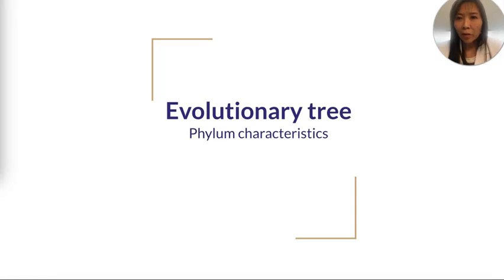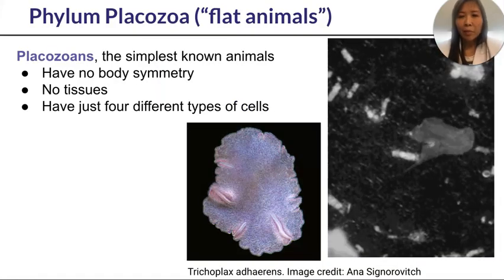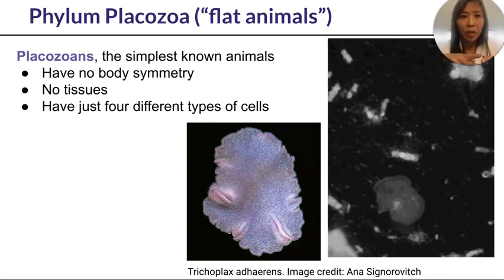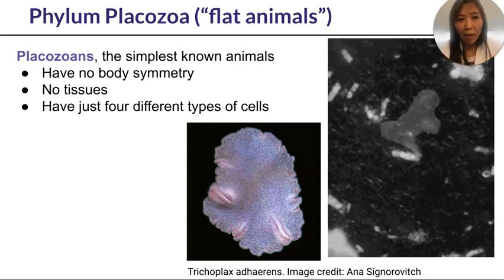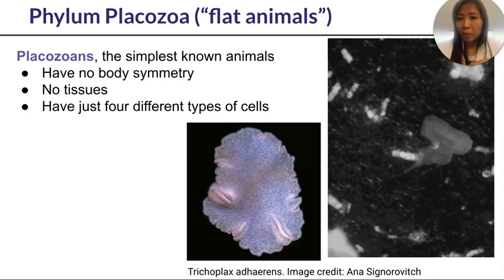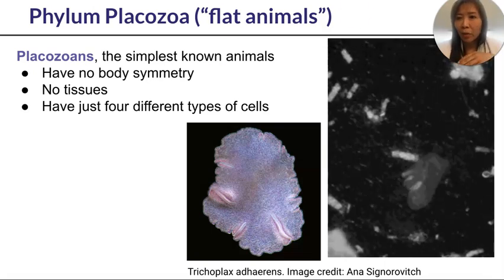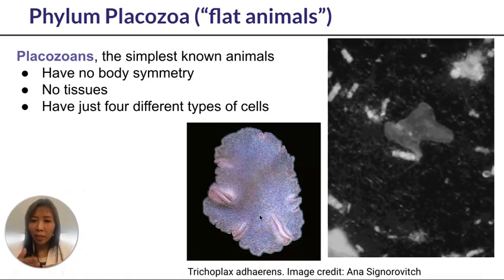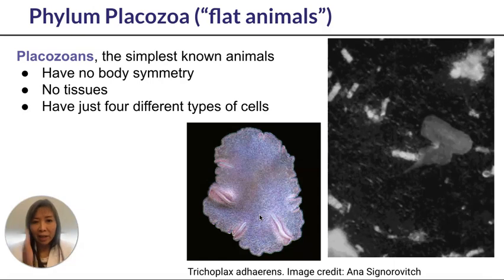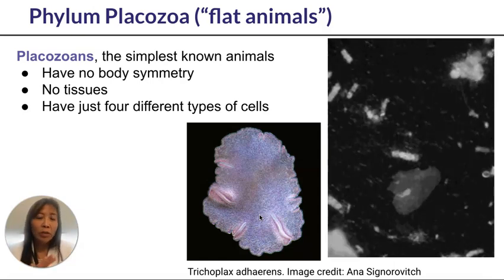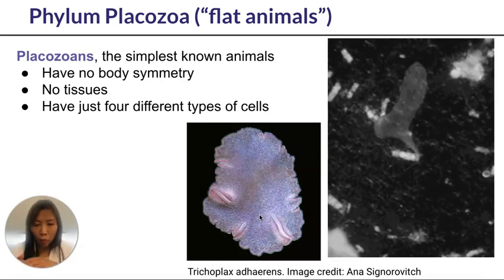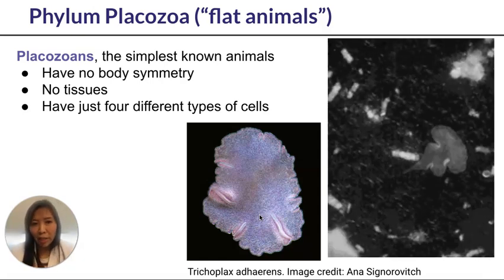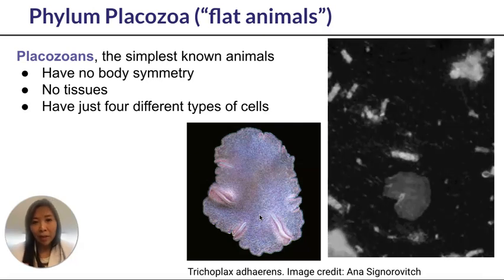So let's start first by looking at this group, Protostome. So Protostome are flat animals, and these are the simplest known animals. They have no body symmetry, meaning that if I were to try to split this animal, there's no clear left or right that I can divide it into. They also have no tissues, so their cells are not organized into tissue cells, and they have 4 different types of cells.